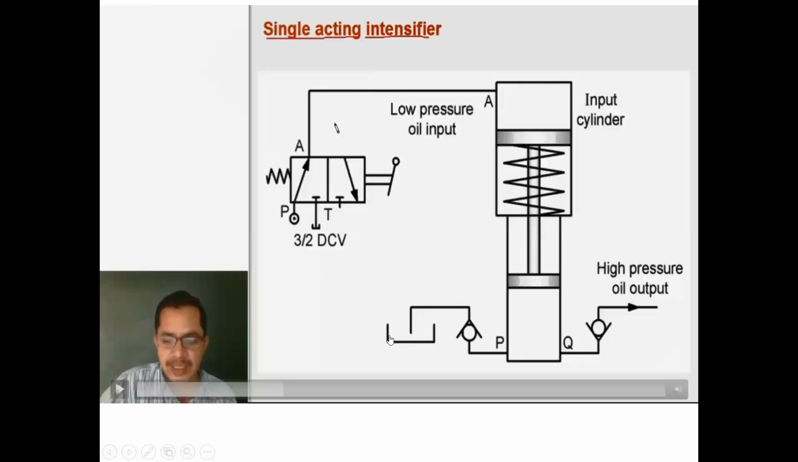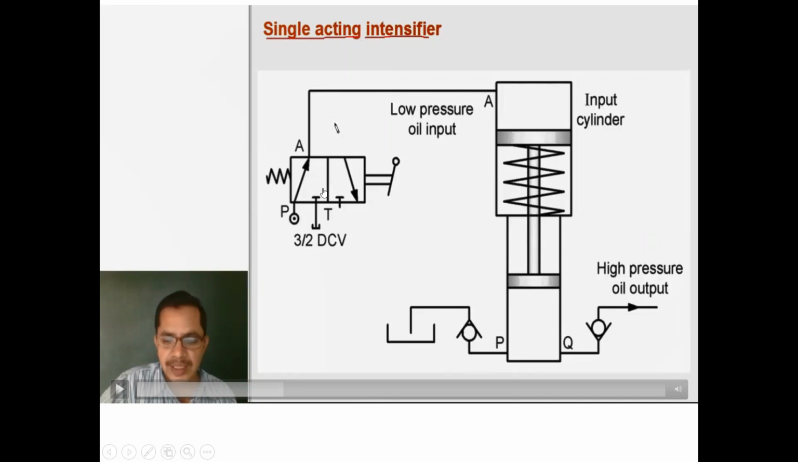This is the reservoir of oil, and this oil is pumped to this output cylinder by using a pump. These two structures, this one and this one, are non-return valves, or sometimes called check valves. This is a 3 by 2 direction control valve. DCV means direction control valve. 3 by 2 means 3-way, and the 2 is for positions. This is a 3-way 2 position valve.